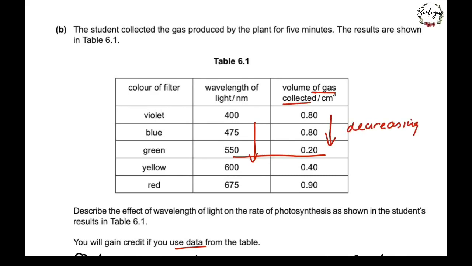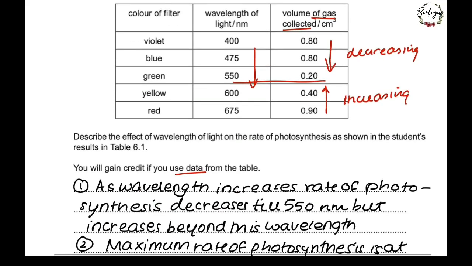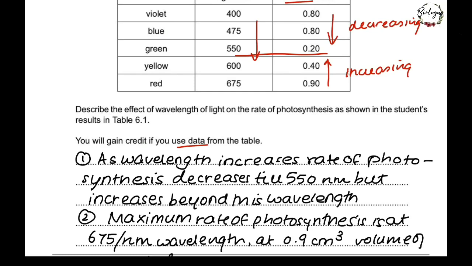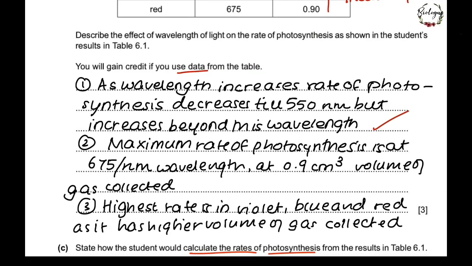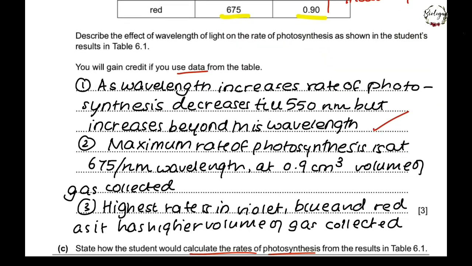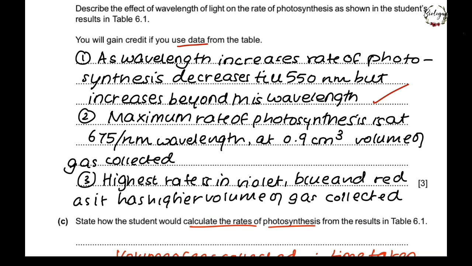But beyond this point, it starts to increase. So as wavelength increases, the rate of photosynthesis decreases till 550, but after that it increases. Second one, maximum rate of photosynthesis is at 675. We are able to see that the maximum rate is at 675, where 0.9 is the volume of gas collected in centimeter cube. So the maximum rate of photosynthesis is at 675 nanometer wavelength, at 0.9 centimeter cube volume of gas collected.